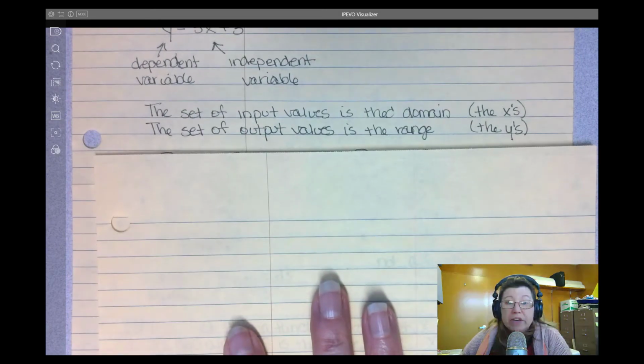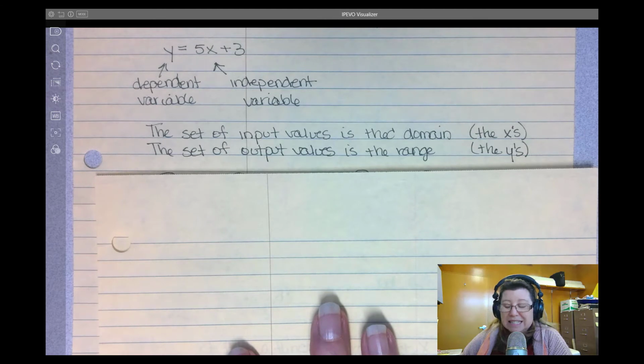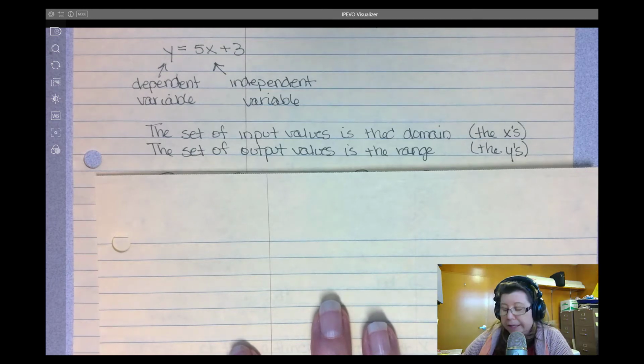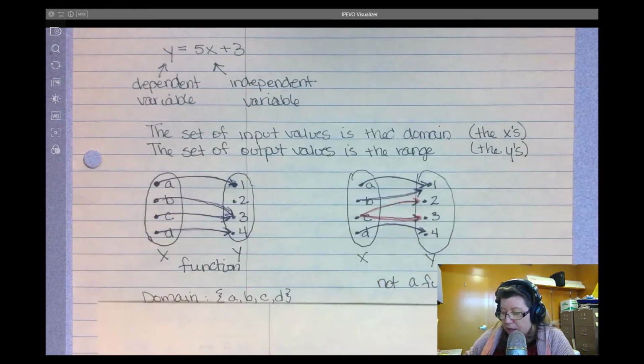Now the values that we are allowed to put in are called the domain. These are our x values in this instance. The values that we get out of it are our range. Now sometimes there are rules about what values we're allowed to put into the equation, the function, and because of that there may be restrictions on what comes out, and we'll look at that a little bit later.